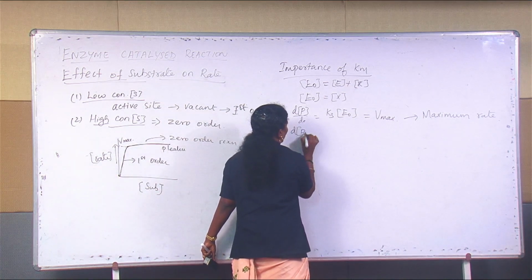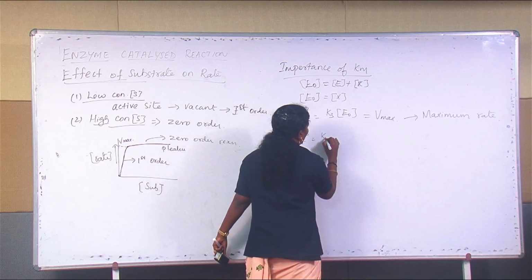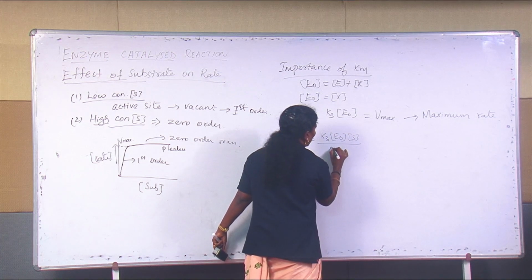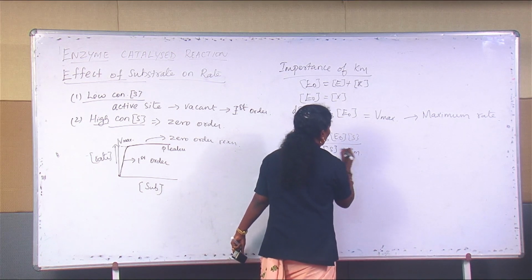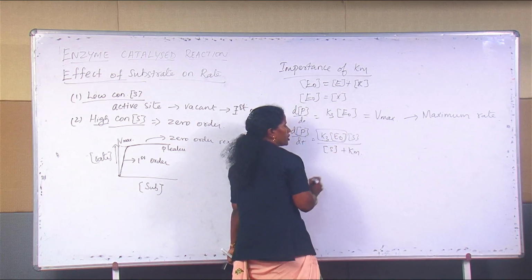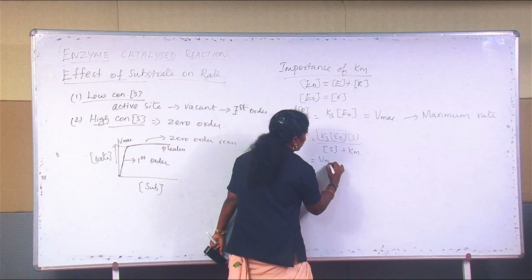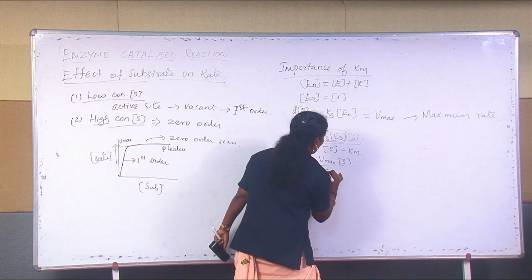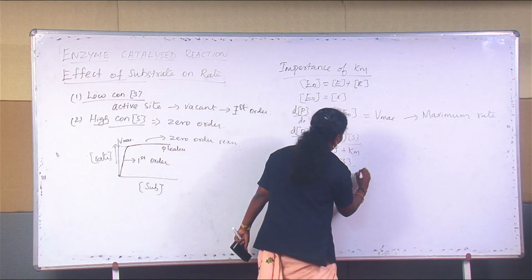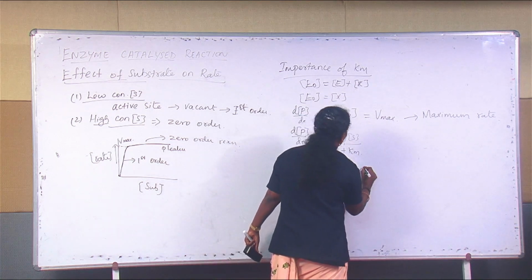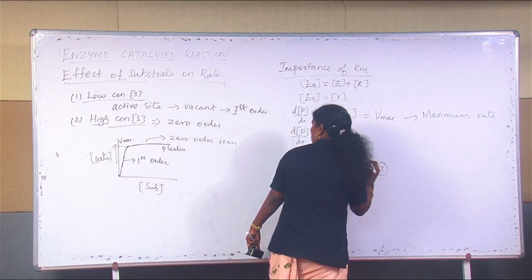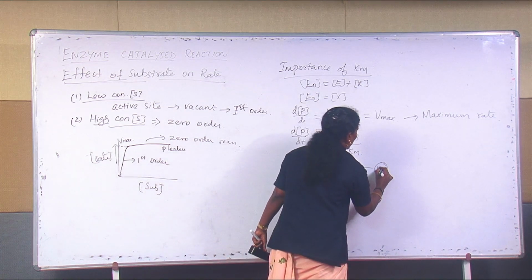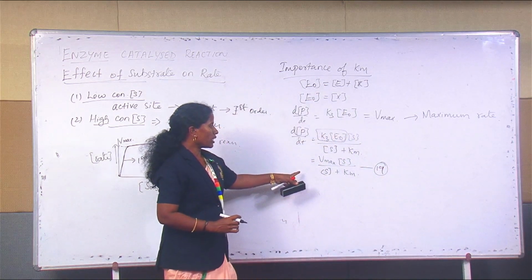So dP by dt equal to K3E0 S by S plus Km. This is the Michaelis Menten equation. Here instead of K3E0, we can substitute Vmax. So Vmax into substrate divided by substrate plus Km. So this is equation number 17, I think. Equation number 19. So this is Vmax substrate by S plus Km.